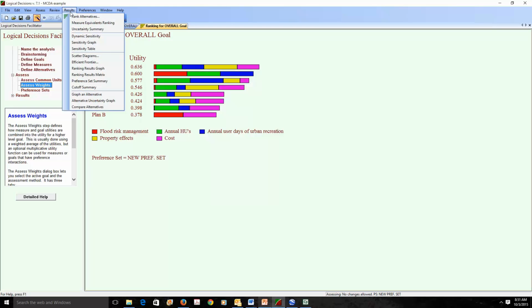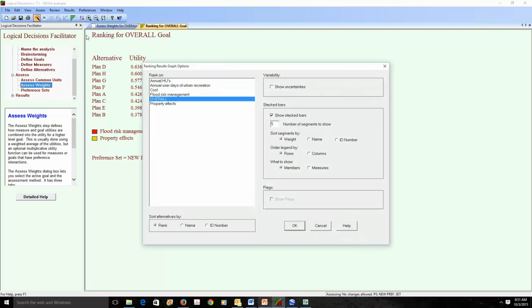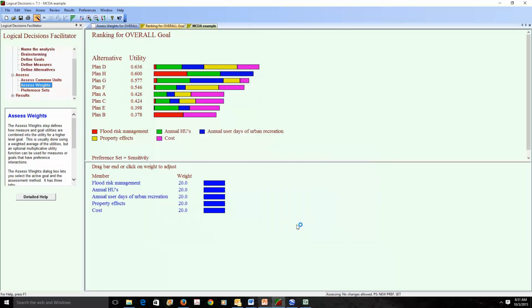So if I go up here to the results and I pick a dynamic sensitivity, let's do the overall sensitivity. I've got weights down here, and this enables me to play around with weights. So suppose the homeowners think that this is most important. If we increase this to 31%, how do the plans change? I should have paid closer attention. I don't remember what was at the top before, but now we've got Plan D at the top.